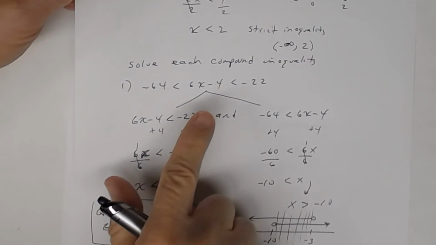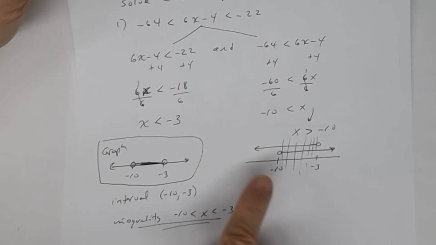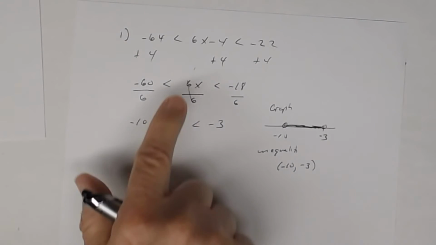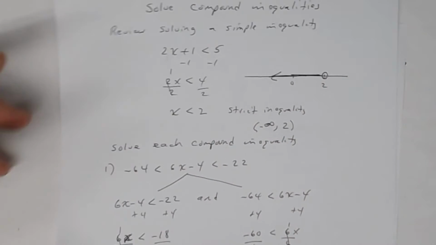All right, so two approaches. You can split it up as two simple inequalities with the word and. A little bit more work, but you need to understand this because that's important later on. Or you can solve it like this, where it's very easy to get the variable in the middle. All right? Okay, let's look at number 2.